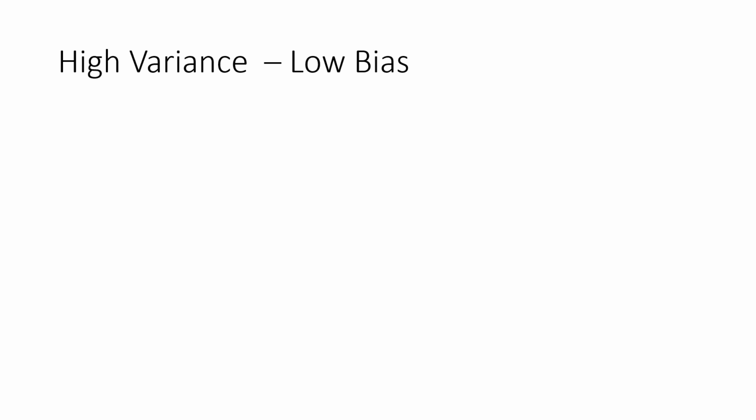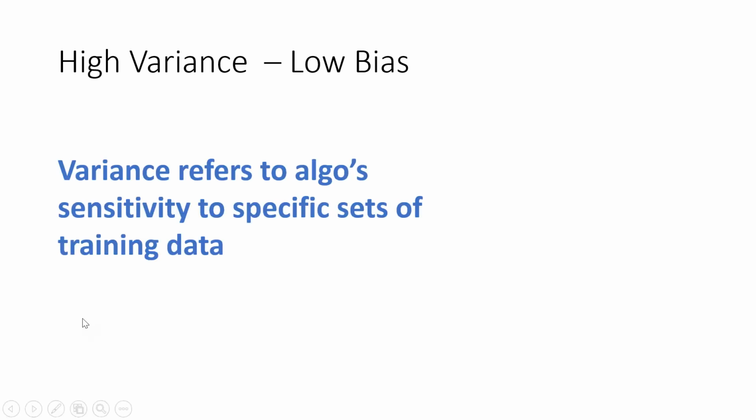So y hat equals beta 0 plus beta 1 x plus beta 2 x square plus beta 3 x cube, up to beta 15 x to the power of 15 kind of thing. Then you have given it a lot of flexibility. It is a very sensitive model that captures everything and understands the relationship in a totally flexible manner. So variance refers to the algorithm's sensitivity to specific sets of training data. Okay, they are very sensitive.